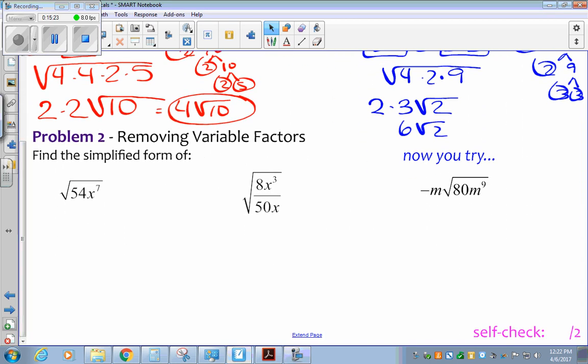All right, so we are going to simplify it first and then fuss with the radicals. So this guy here, 54. Half of 54 is 27. 3 times 9 is 27.